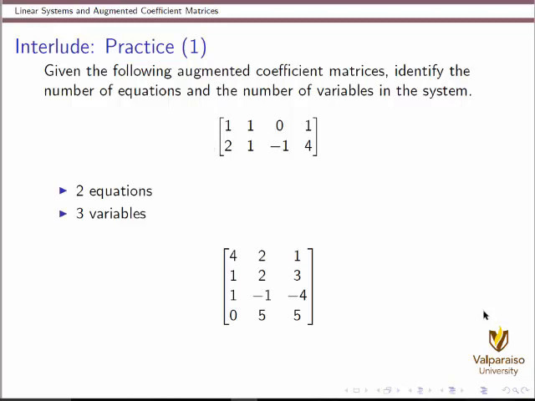This one, the right-hand column is the right-hand side of the system of equations. Each row corresponds to an equation. So the 4 and the 2, the 1 and the 2, the 1, the negative 1, and the 0 and the 5, those are all coefficients of variables. There's 4 equations, so that there's 2 variables.